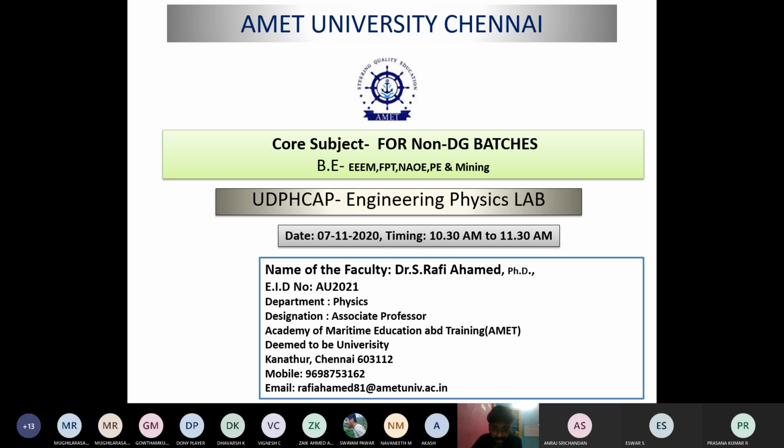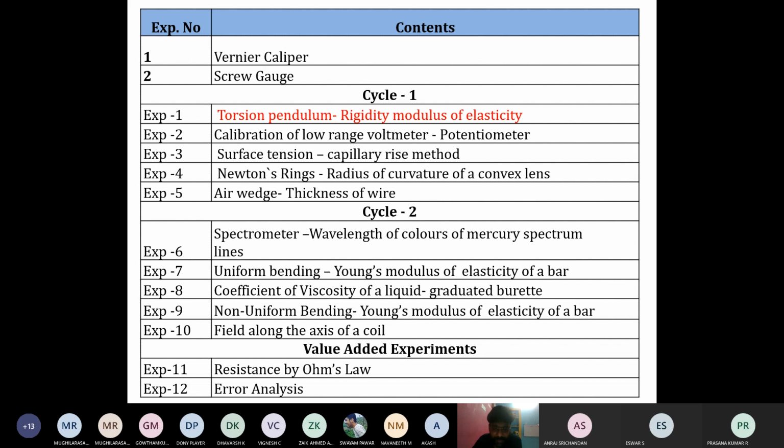Today we are going to start our experiment. Experiment number 1 is the Torsion pendulum. This Torsion pendulum comes under modulus of elasticity. Here the modulus is the rigidity modulus. So we have to learn first what is meant by modulus, what is elasticity, and what are the types of the modulus.